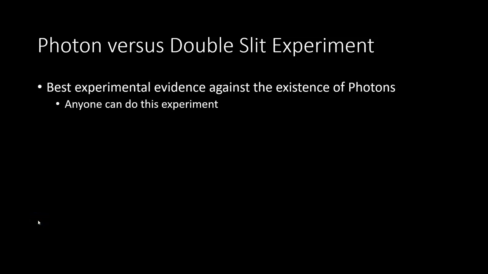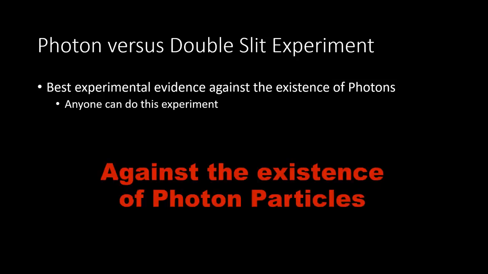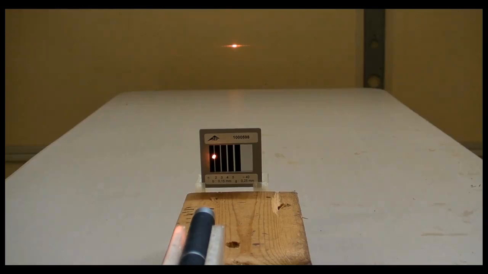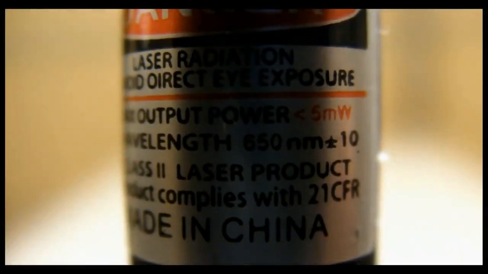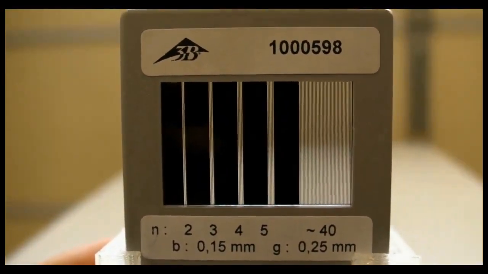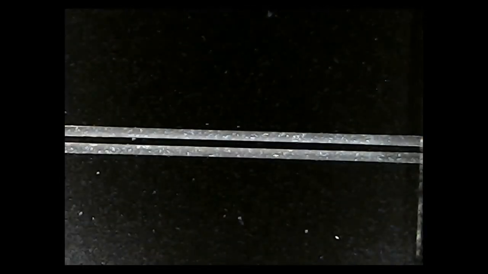An experiment that anyone can do is the double slit experiment, and this is the absolute best experimental evidence against the existence of photons. So here is the basic setup for this experiment. We have a red laser pointer and a diffraction slide. The red laser pointer is a 650 nanometer wavelength. The diffraction slide was purchased from Amazon and is made by 3B Scientific. And here's a close-up of the diffraction slide.